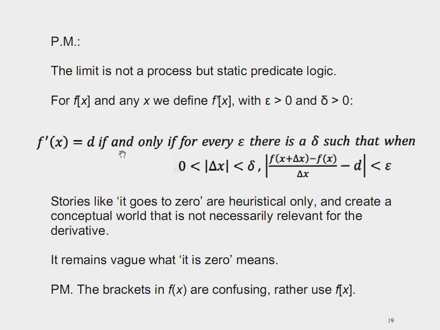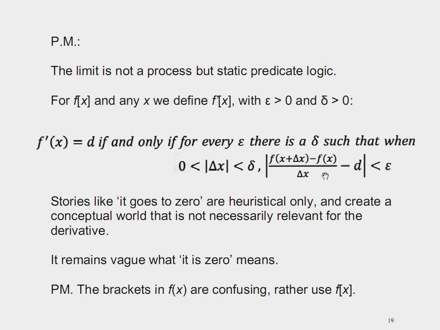Now, please note some elements: the limit is not a process, but something in static predicate logic. So, for example, this is the original Weierstrass definition of the differential quotient. And you see that there are some properties: for every epsilon larger than 0, there's a positive delta such that when the delta x is in that range, then the differential quotient will be in that range. And this is not something that happens dynamically.